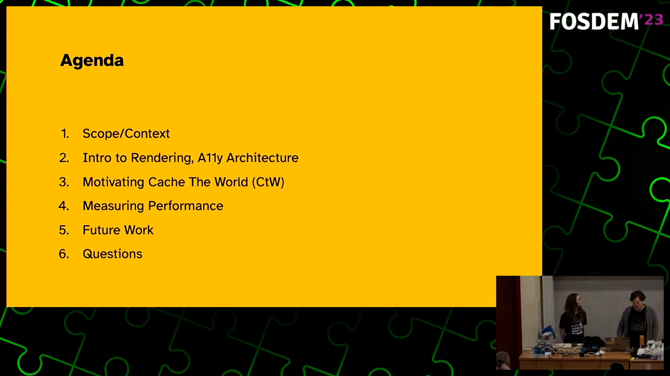So here's the agenda. We're going to just talk a little bit about accessibility in Firefox. Morgan's going to go through an intro to the rendering and accessibility architecture and some of the changes that happened with Cache the World. I'm going to talk a little bit about how we're measuring performance and some of those questions and current problems. We're going to go through our future work plans, and then we're going to open it up for questions.